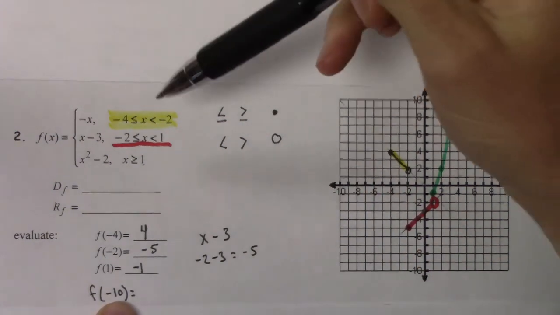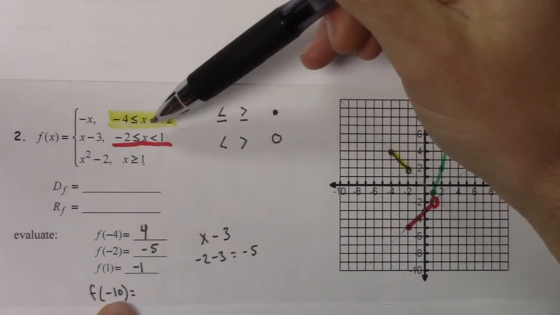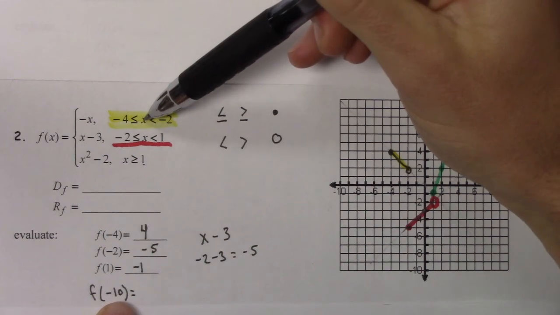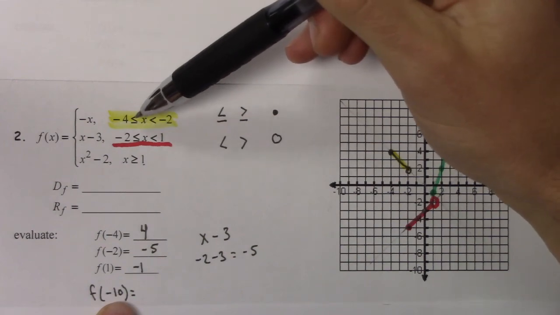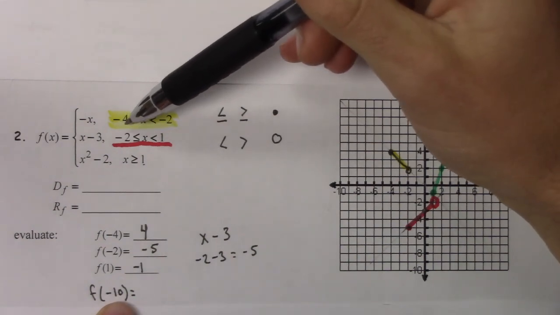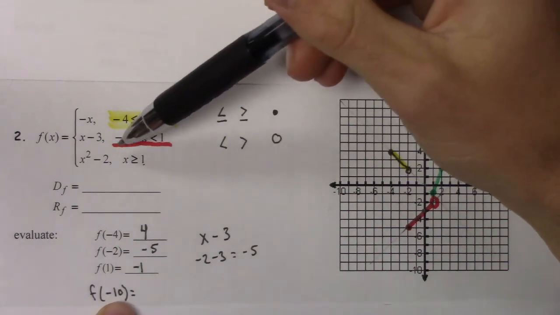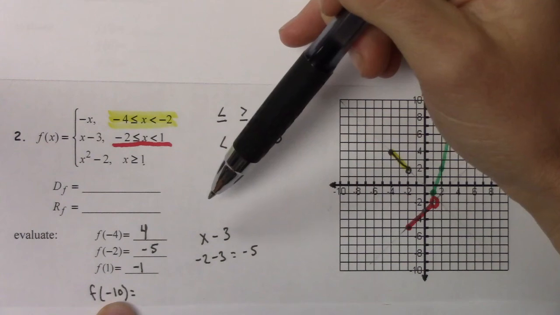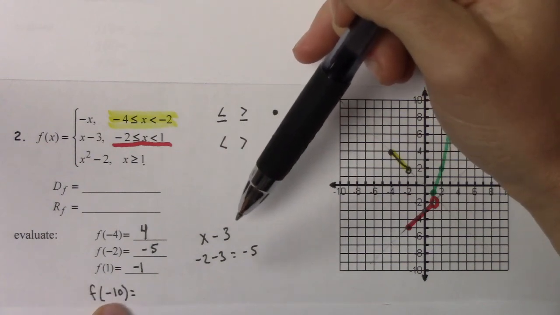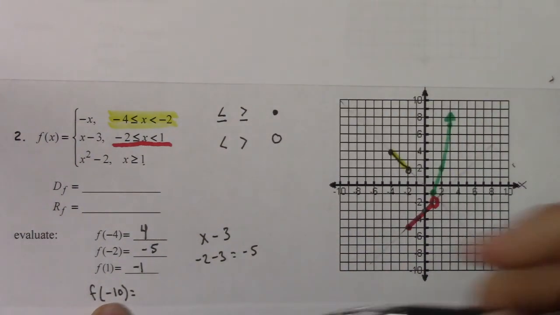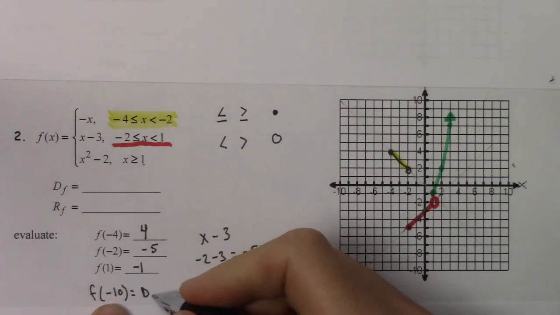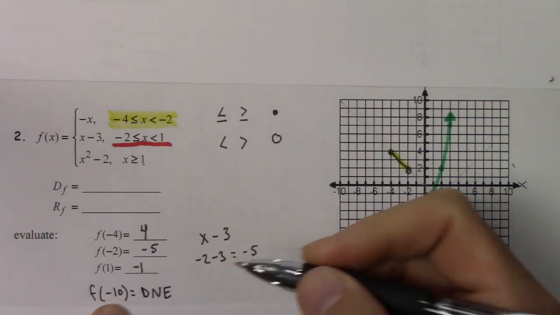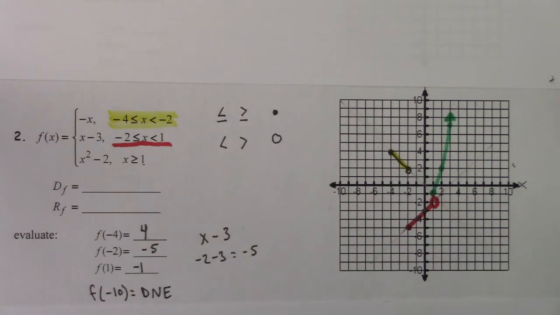If I also looked at my inequalities, you can also see that I have nowhere to go. Negative 10 isn't greater than negative 4, so that's false. Negative 10 isn't greater than negative 2, that's false. Negative 10 greater than 1, that's false. So in the case that your value has nowhere to go on your piecewise function, it simply does not exist. There is no solution for which you are interested in finding.